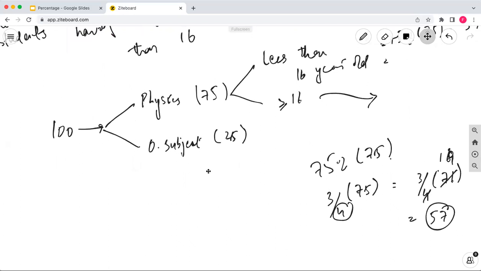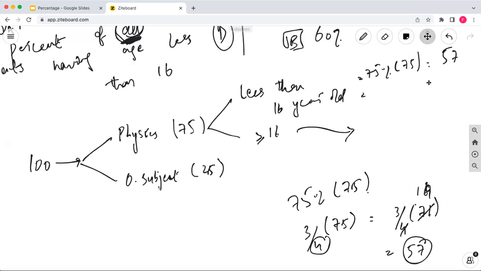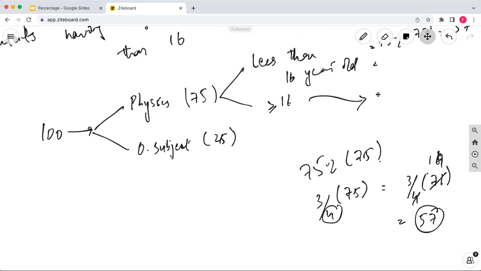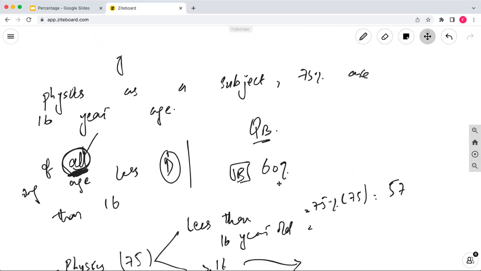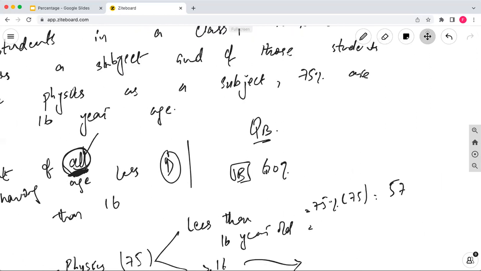So we are sure that around 57 students are less than 16-year-old out of 75, but we don't know about these 25. All of these could be less than 16, all of these could be greater than 16. So in one scenario, our answer could be greater than 60%, and in another scenario it is less than 60%. That's why the answer to this question is D. Everyone's with me?